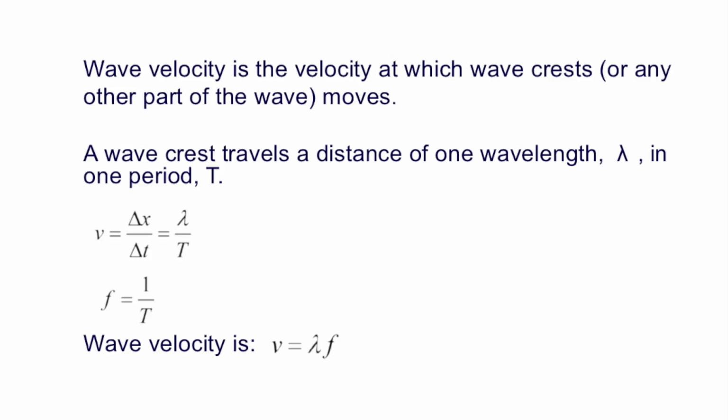Wave velocity is the velocity at which waves crest or move. A wave crest travels a distance of one wavelength, represented by lambda, in one period. Therefore, velocity is equal to displacement over time, which is equal to lambda over period, and frequency is equal to 1 over period. Therefore, wave velocity is equal to wavelength times frequency.